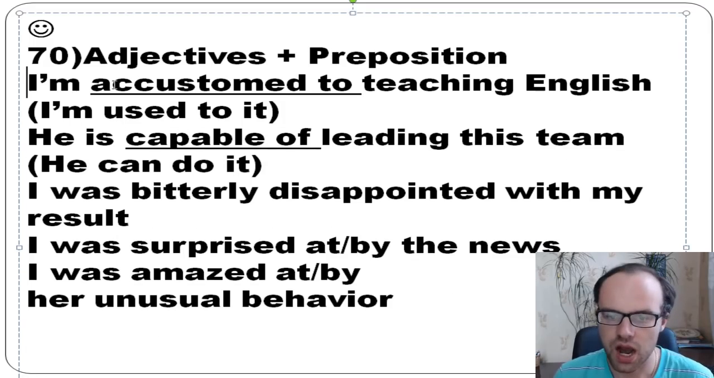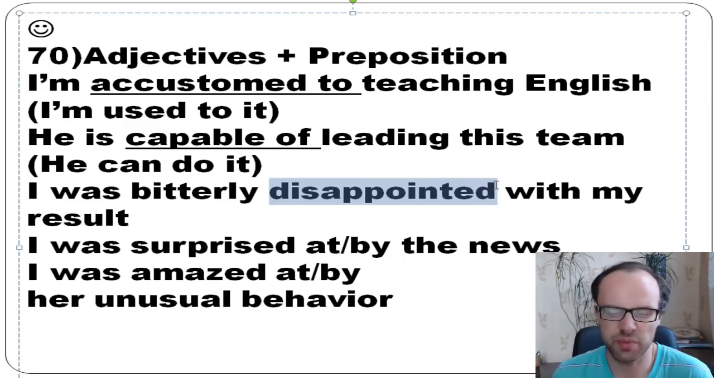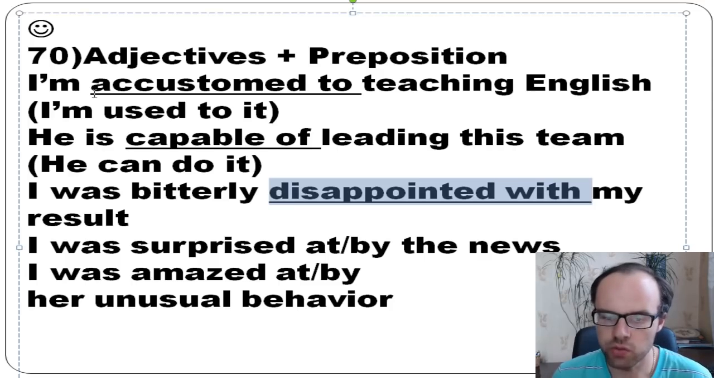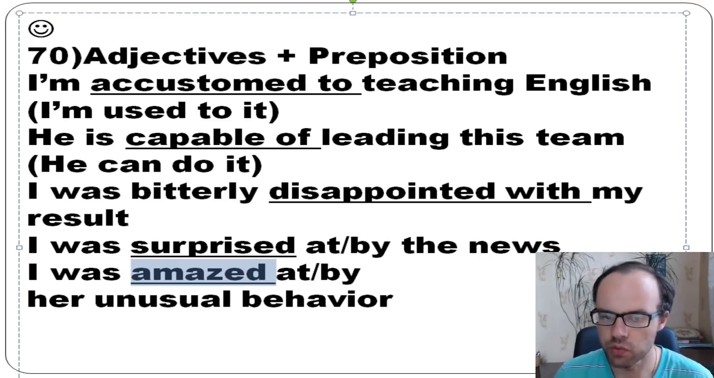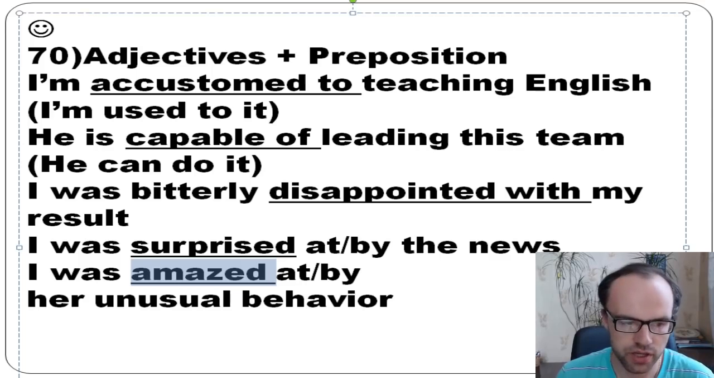Good. I was bitterly disappointed with my result. So bitterly or greatly disappointed with my result, greatly upset, sad. I was surprised. So what preposition do we need to use after surprised and amazed? It can be at or by. So you can say, I was surprised at the news, or I was surprised by the news. I was amazed at her unusual behavior, or I was amazed by her unusual behavior.